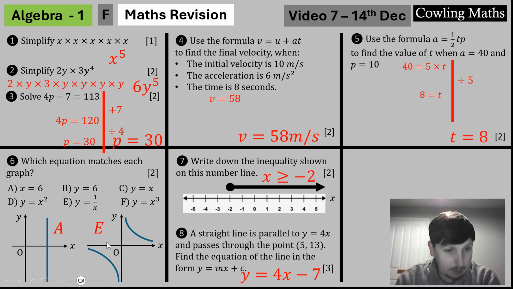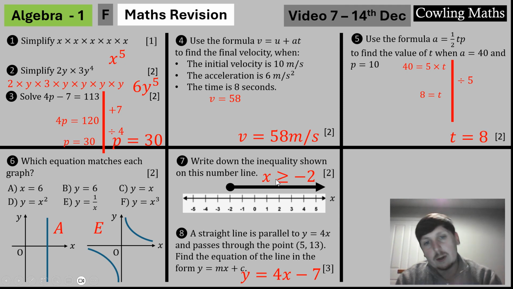This one is definitely a reciprocal graph because it doesn't touch the axes and it's got the curve on both the positive part and the negative part. And you have to remember, for a graph that looks like this, it's got to be reciprocal, and reciprocal just means divide. So we've got the variable, the letter on the bottom. That's why it has to be a reciprocal graph.